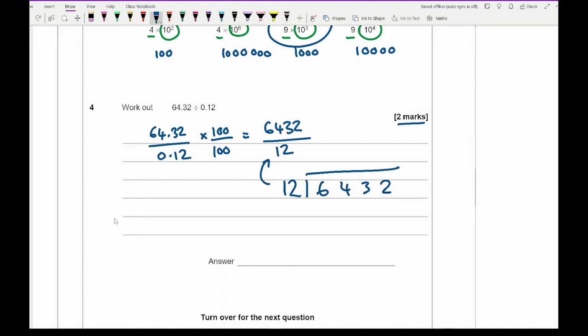So again, how many 12s go into 6? 0. Carry the 6. How many 12s go into 64? That's going to be 5, remainder 4. How many 12s go into 43? That's going to be 3, remainder 7. And then how many 12s go into 72? That's going to be 6, giving me a final answer of 536.